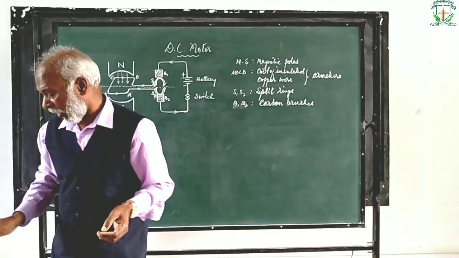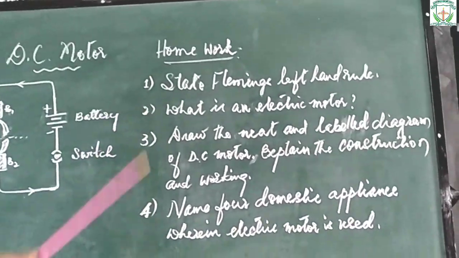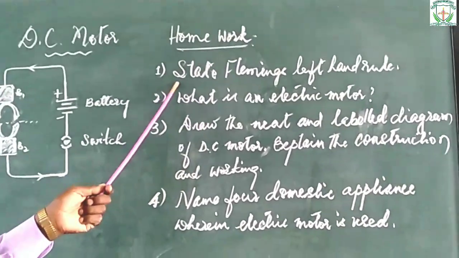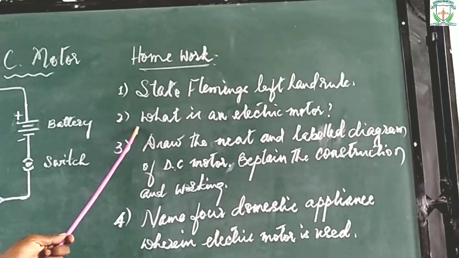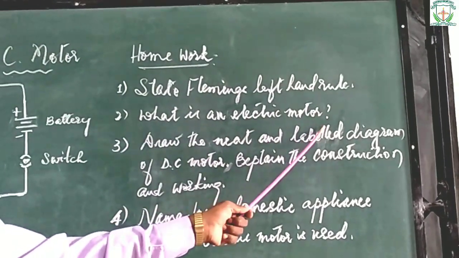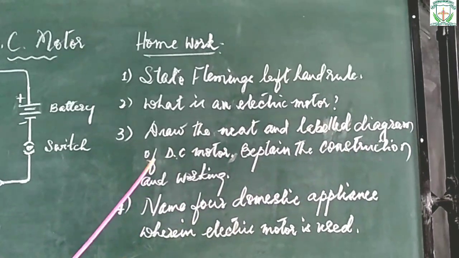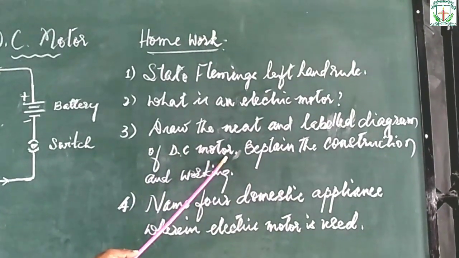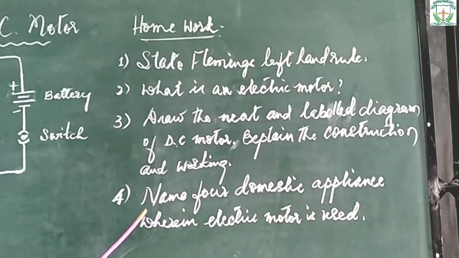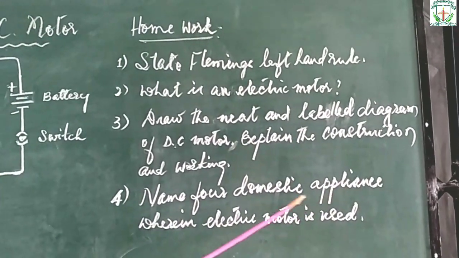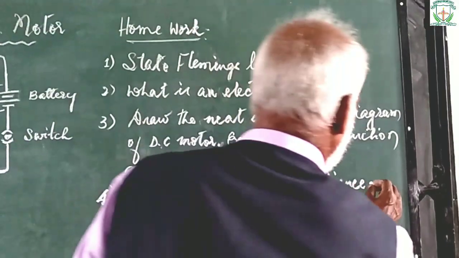Now note down the home assignment. Children, you have 4 questions here for your homework. First one, state Fleming's left hand rule. This is also called the motor rule. Second question is, what is an electric motor? Third one, draw a neat and labeled diagram of a DC motor. Explain the construction and working. Fourth, name 4 domestic appliances wherein an electric motor is used.